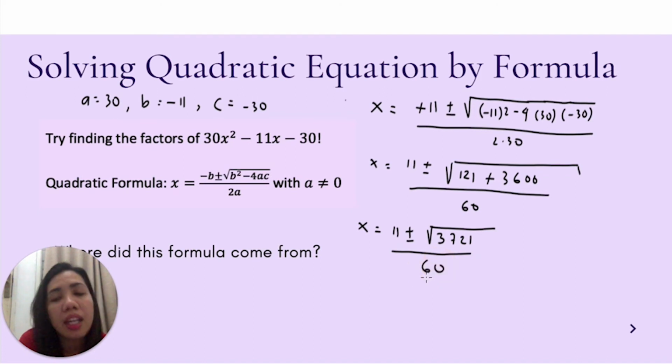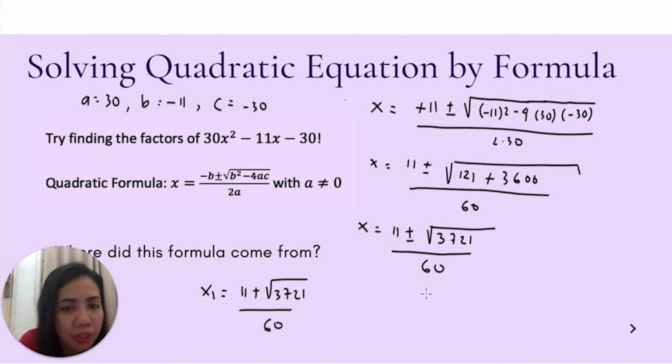Okay, now here actually we will have two solutions. The first one, x1, we're gonna take the positive sign here. So 11 plus the square root of 3,721, and then over 60. And then for the second solution it is 11 minus the square root of 3,721 over 60.